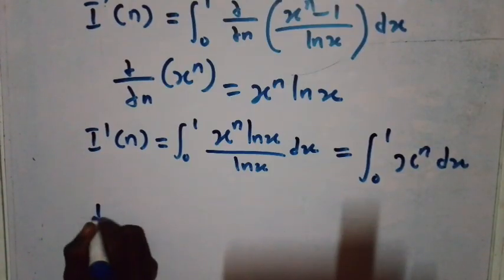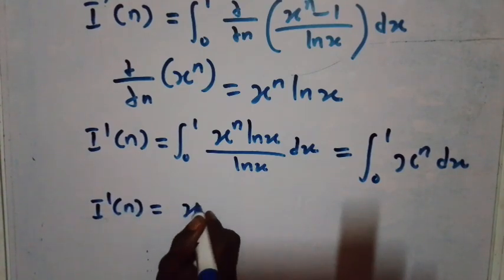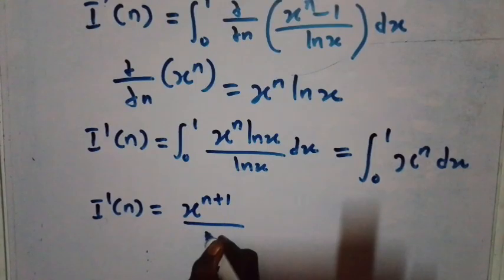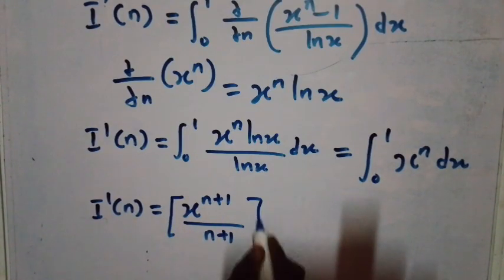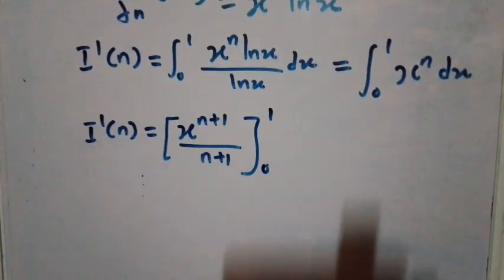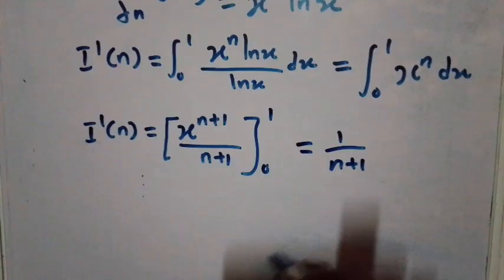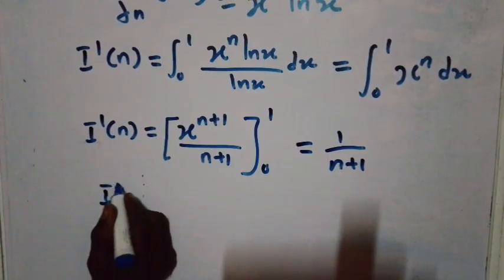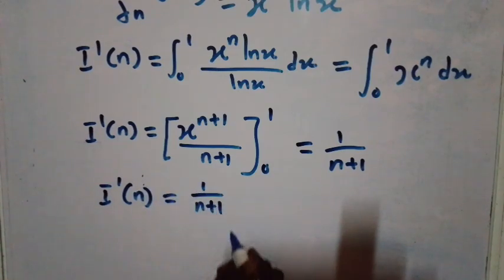Then we have I'(n) equals x^(n+1) over n+1. We are evaluating this simple integral, introducing the limit 0 to 1, and this will be equal to 1 over n+1, which means that I'(n) equals 1 over n+1.